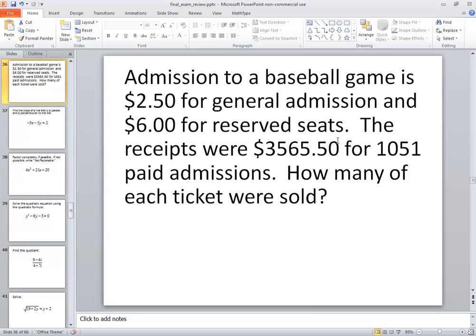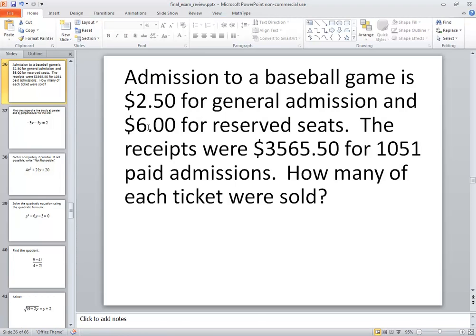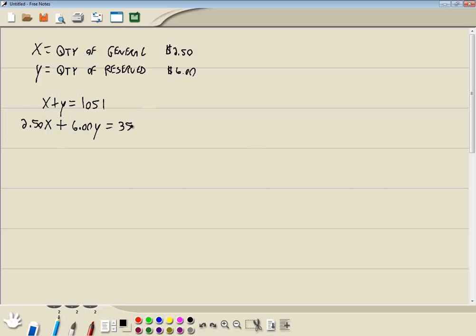They tell us the total receipts, how much they brought in, was $3,565.50, which means our other equation, we would take the price of the ticket times the quantity of tickets, so it would have 2.50x plus our price times our quantity, so $6 Y, and that's going to give us our total, which is $3,565 and 50 cents.